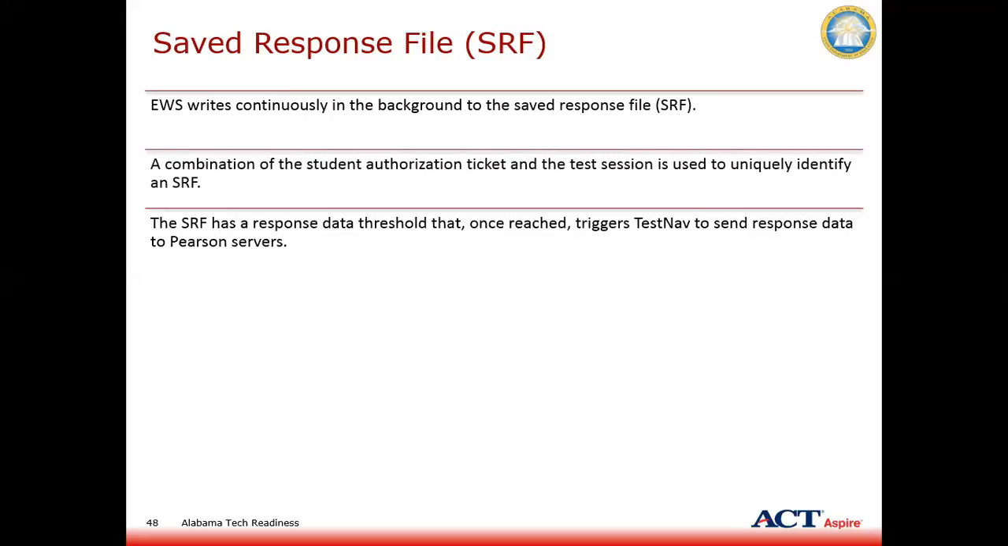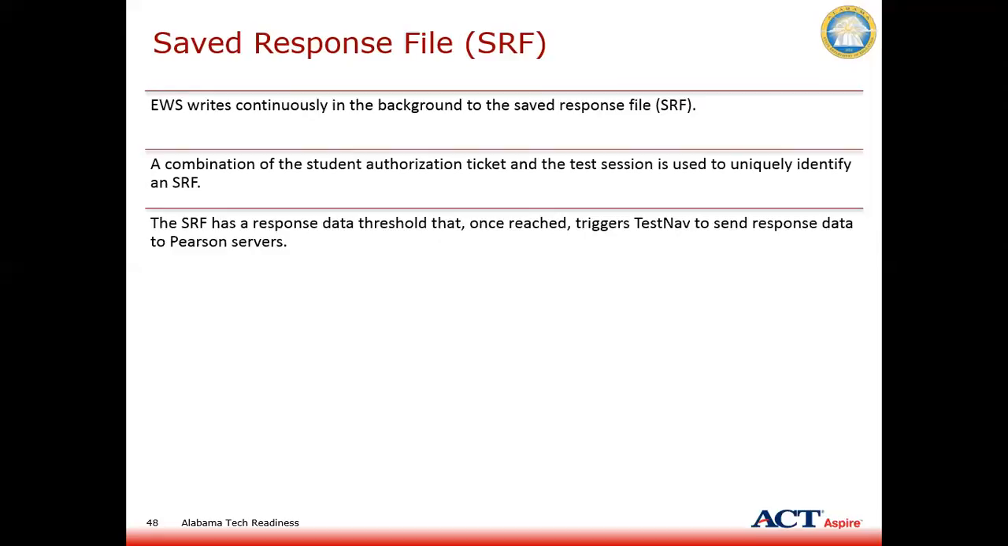As the students go through their test and enter their responses, there is a data threshold of about 2 to 3 questions that, once reached, triggers TestNav to take that batch of information, those 2 to 3 questions, and send the response data over to our servers. So each individual response isn't uploaded immediately; it's a small batch. It's saved to the saved response file, and once that threshold is reached, it uploads the information to our servers.